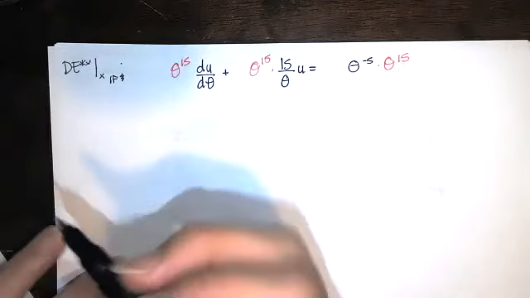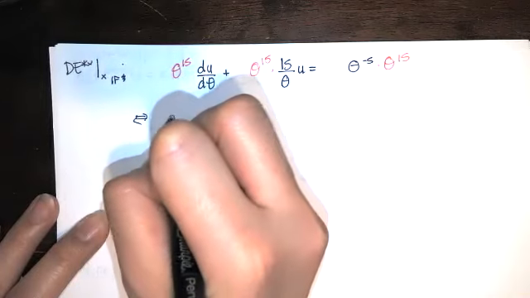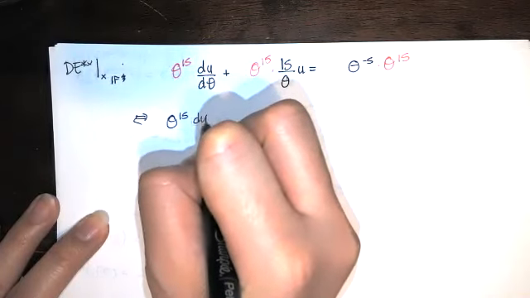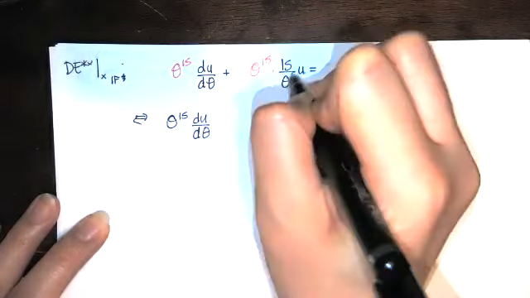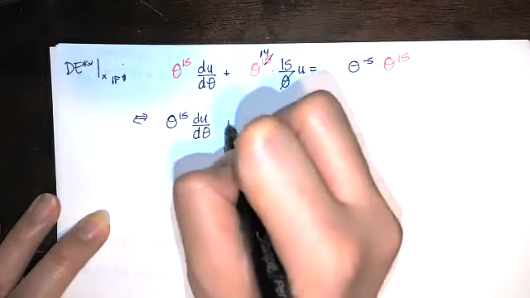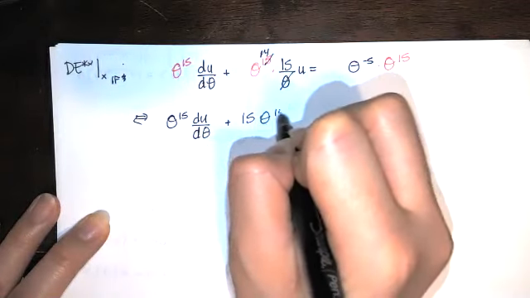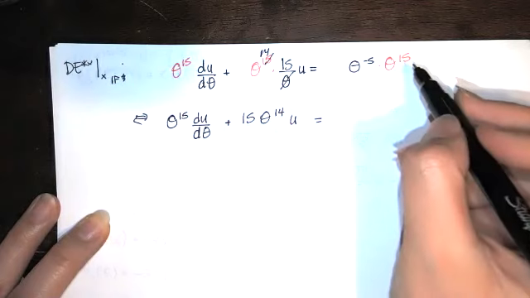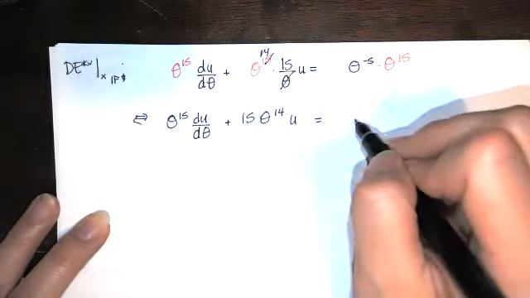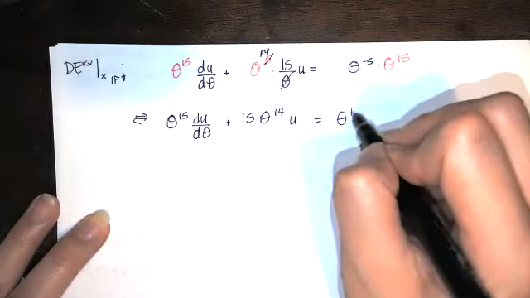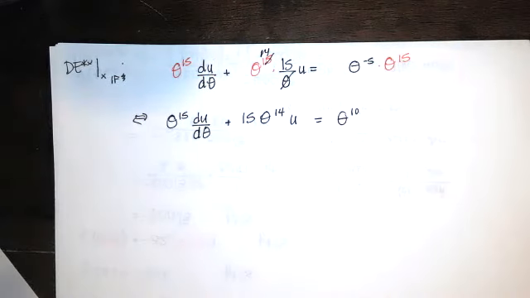And then after simplifying, we get theta to the 15th times du d theta. And one of these will reduce with one of those. So we'll have 15 theta to the 14th times u equals this product. The bases are the same. You just add the exponents, and we're there.